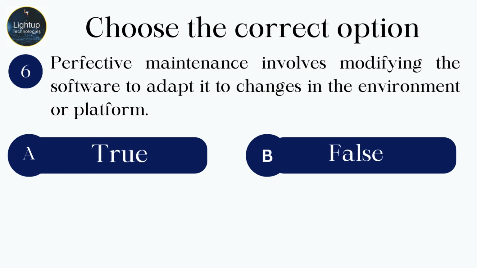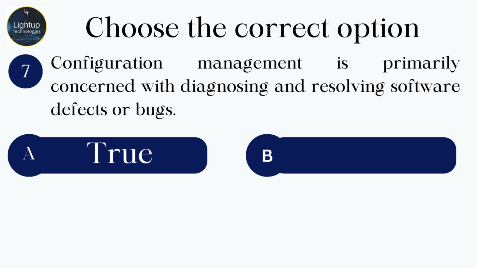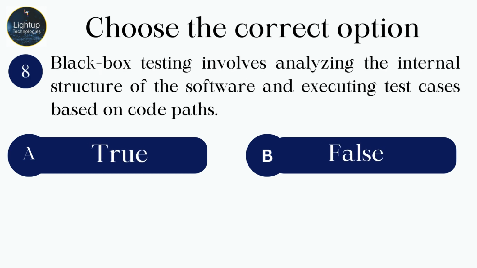Perfective maintenance involves modifying the software to adapt it to changes in the environment or platform. Configuration management is primarily concerned with diagnosing and resolving software defects or bugs. Black box testing involves analyzing the internal structure of the software and executing test cases based on code paths.